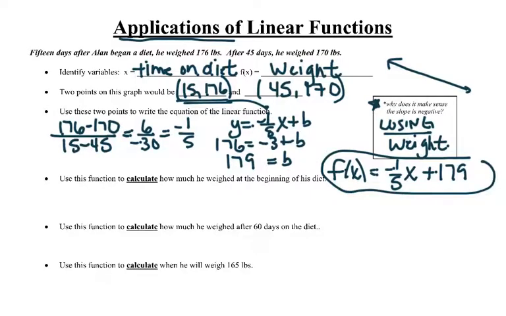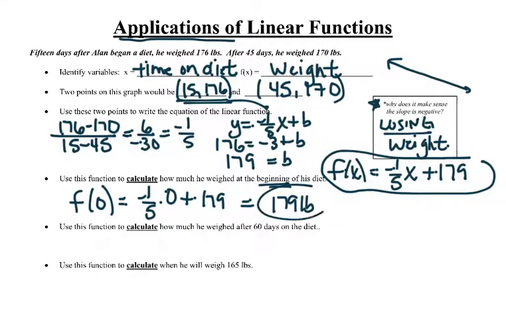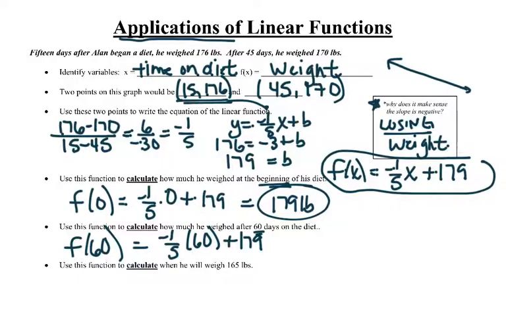How much did he weigh at the beginning of his diet? Well, at the very beginning, how many days has he been on the diet? Right, 0. So after 0 days, he weighed 179 pounds at the very beginning. How much did he weigh after 60 days? Right, we evaluate f of 60. So what is that? Negative 12, so is that 167?